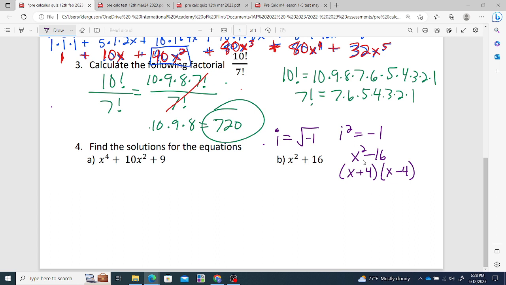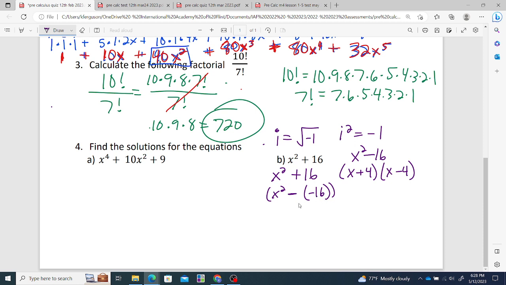But see, here's the problem. That works when you have a difference. That means you're subtracting. But what do you do when you're adding? You're kind of messed up. Except now we got i. So i changes everything. So what I'm going to do is rewrite this problem: x squared plus 16, I'm going to make that x squared minus a negative 16. So now it is trying to be the difference of squares, but see, negative 16 isn't a perfect square.